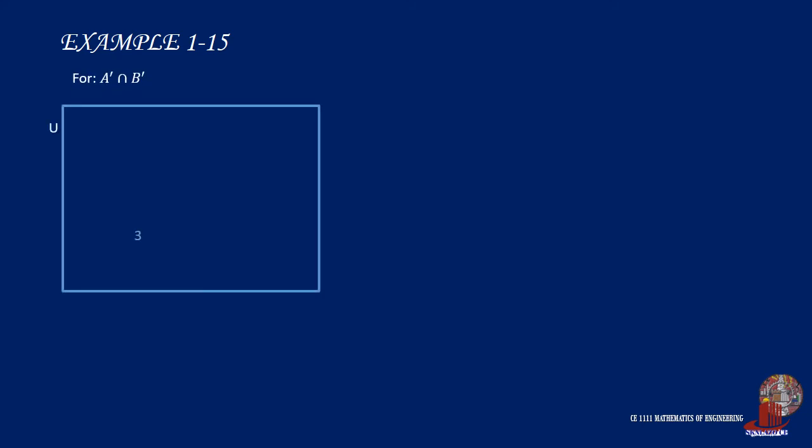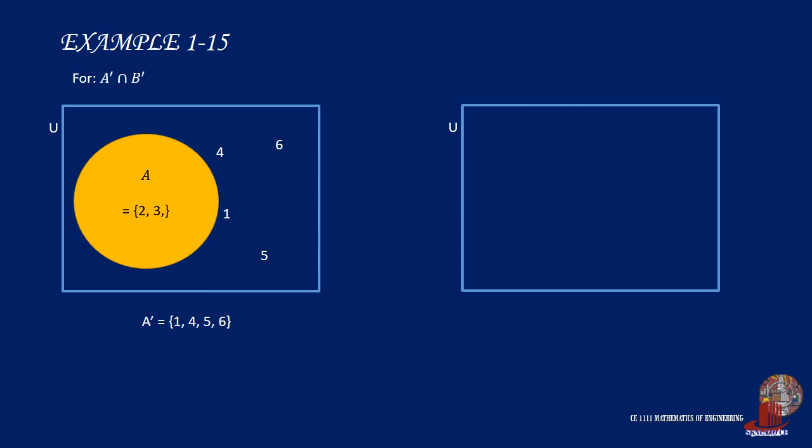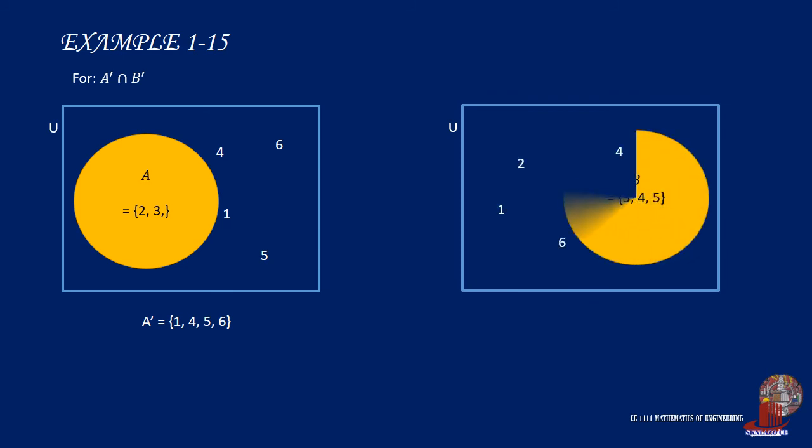Working on the right side of the equation, that is, the intersection of A prime and B prime. Starting off with our A prime and using the universal set with the elements 1 until 6, placing our set A with the elements 2 and 3, we have our complement of set A as 1, 4, 5, and 6. Similarly, having our universal set and that of set B, which is 3, 4, and 5, we would have our value for complement of B, which would be 1, 2, and 6.